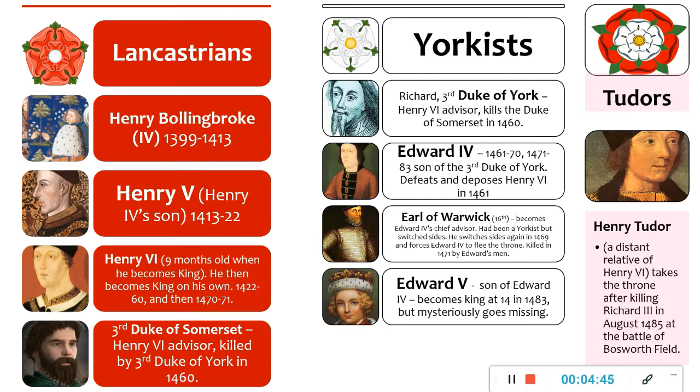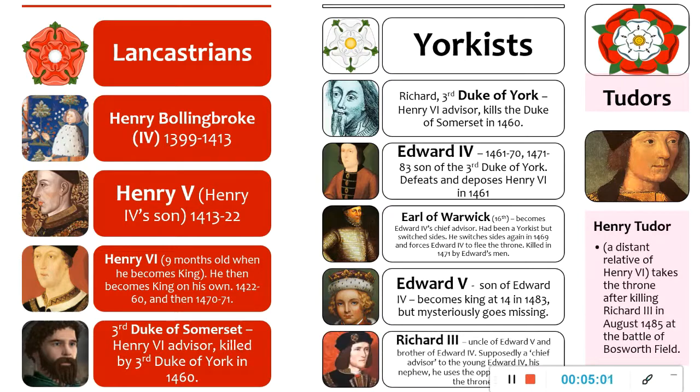Edward V is the son of Edward IV. He becomes king at 14, taking over after the death of his father, and mysteriously is one of the two kings, never crowned, who went missing while in the care of a man called Richard III. Richard III, uncle of Edward V, another notable Yorkist, was supposedly the chief advisor to the young Edward the Fifth, his nephew, but he uses this opportunity to take the throne himself.